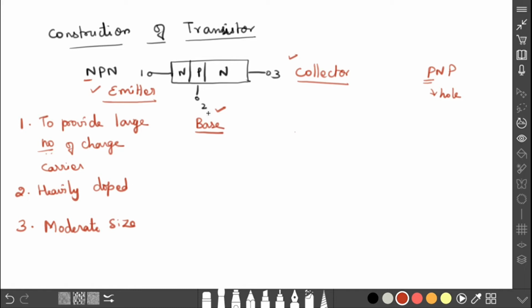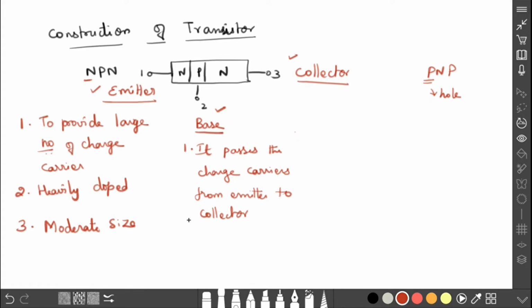Next, we are coming to the base, the second region or the center part of the transistor. What is the use of the base? What is it going to do? The base passes the charge carriers from emitter to collector. Its duty is to pass them; it should act as a control. It passes the charge carriers from emitter to collector. This is the main function.